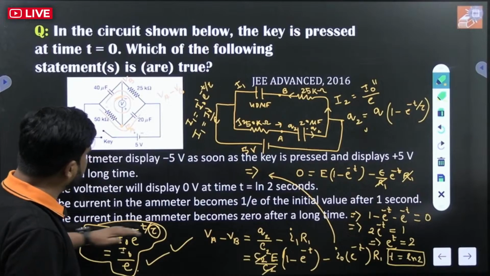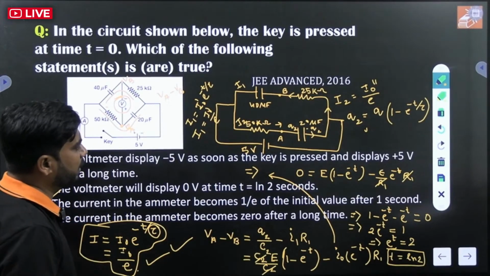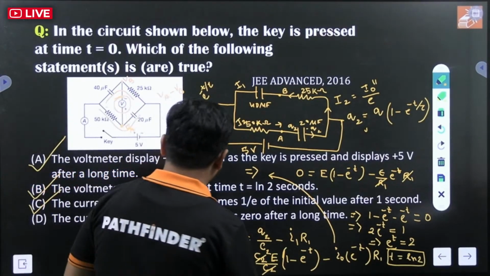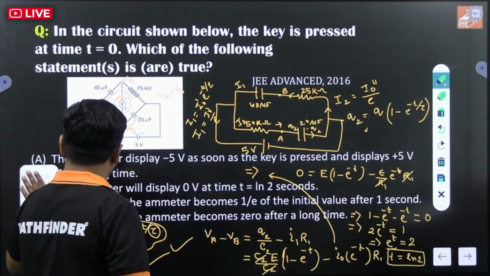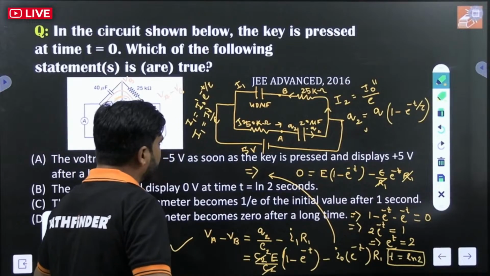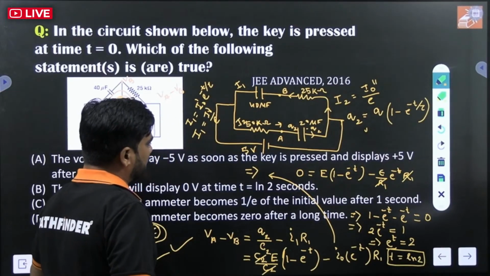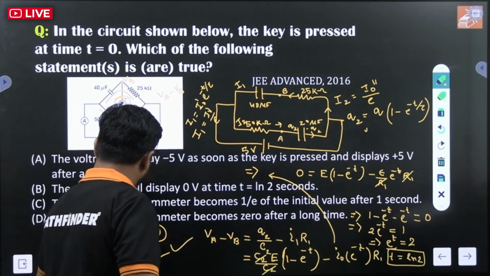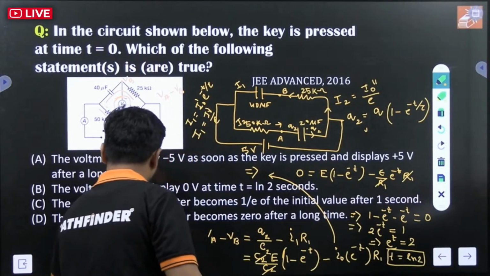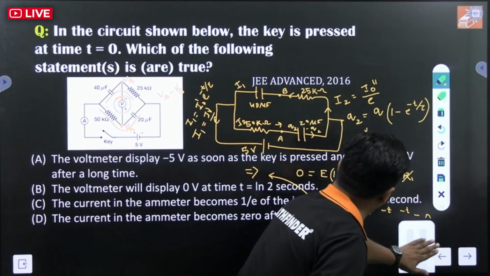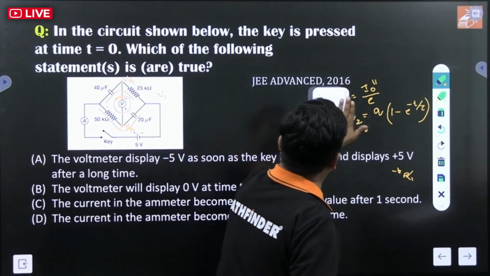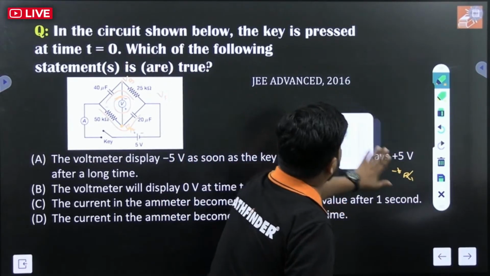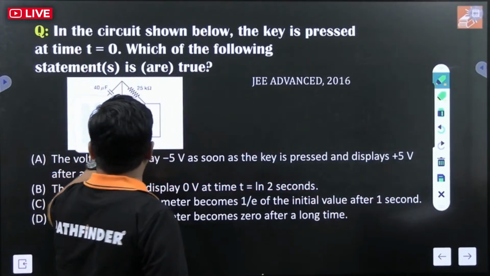Now next, D: the current in the ammeter becomes 0 after a long time. So let's remove this and let's see. I hope this part is clear. So this is a very good question. Now let's see the last question. Last question, just logically you can answer. There is no need of any pen and paper over here.